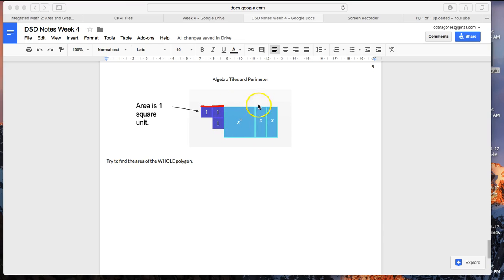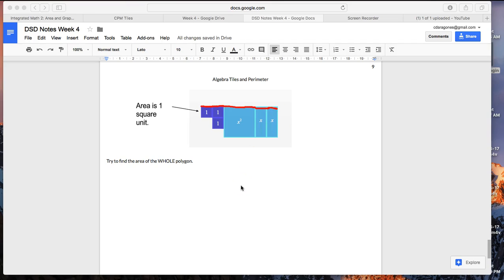We know this thing is an x squared, so we know it's x by x. Using this square tile, we know that the distance here is just 1, right? It's the same 1 by 1. Here's another one, here's another one, and so on and so forth.